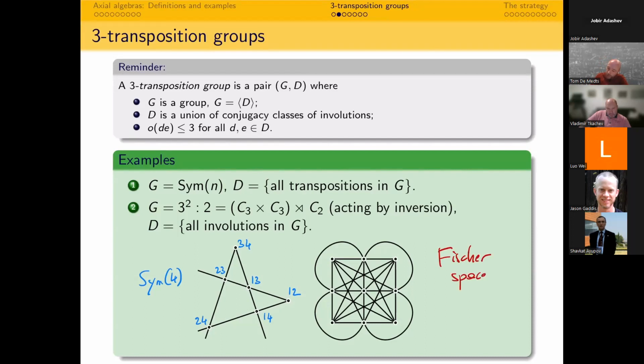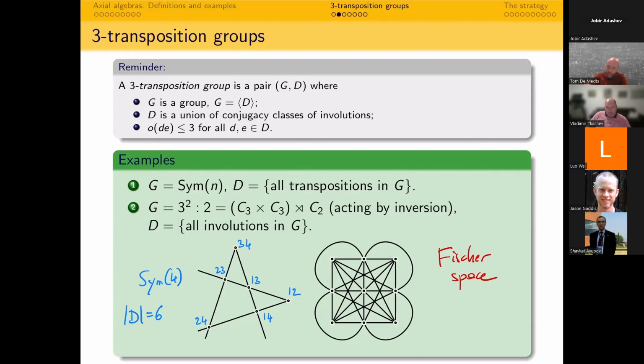It's a geometric picture where I draw the elements of D. These 6 elements that I've drawn here are the 6 elements of D. The lines that I've drawn connect precisely the elements that do not commute with each other, so that the product of two elements has order 3. Then you get a third involution, which is the first conjugated by the second, as I explained previously. And they form lines in this Fisher space.